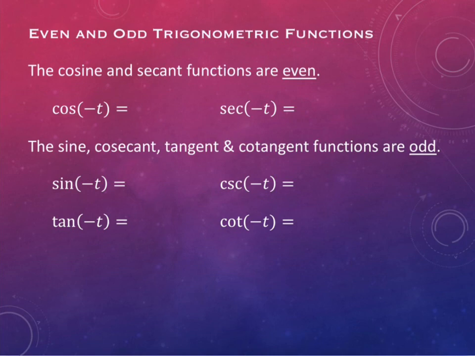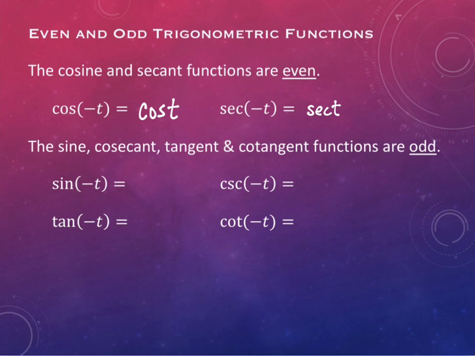So let's write these down first. Cosine and secant are even. Cosine and secant actually have the property that the cosine of negative t is the same as cosine of t. And the secant of negative t is the same as the secant of t. So a negative angle inside is irrelevant. It's kind of like when we square negative numbers. It doesn't matter that they were negative. You square them, the negative goes away. But when you take the secant or the cosine of a negative angle, the negative doesn't matter.